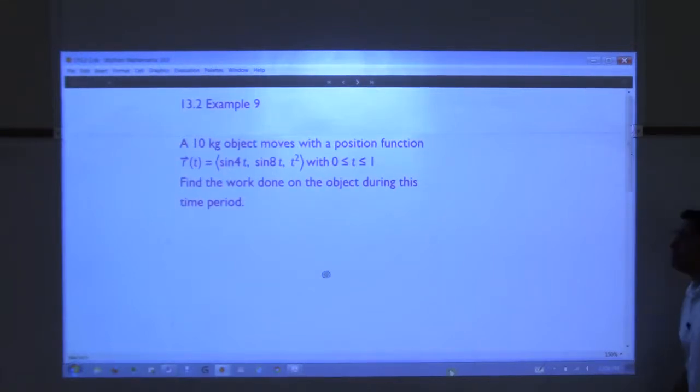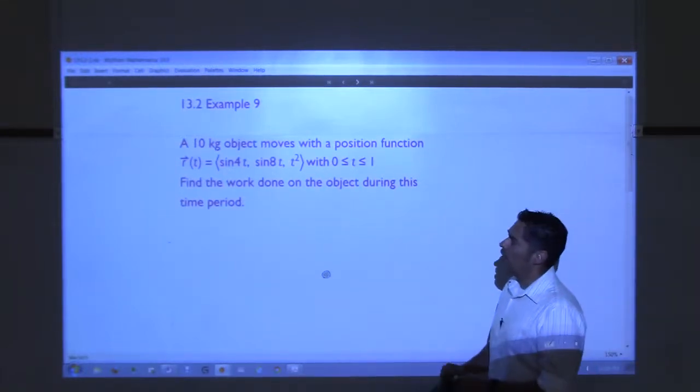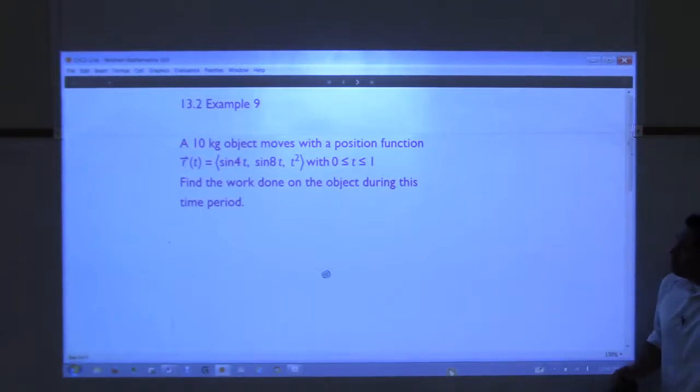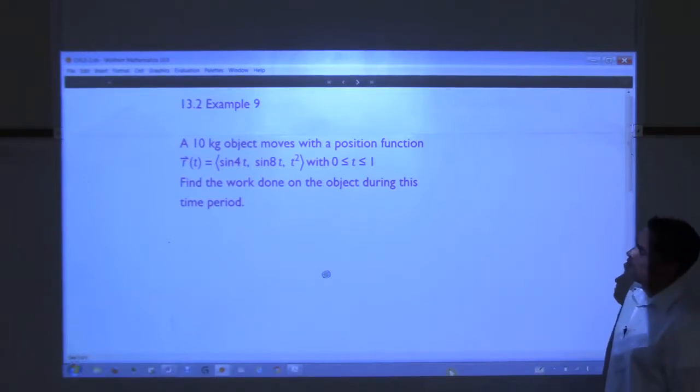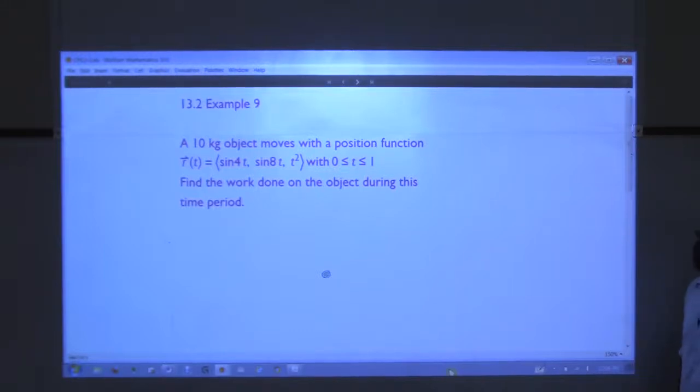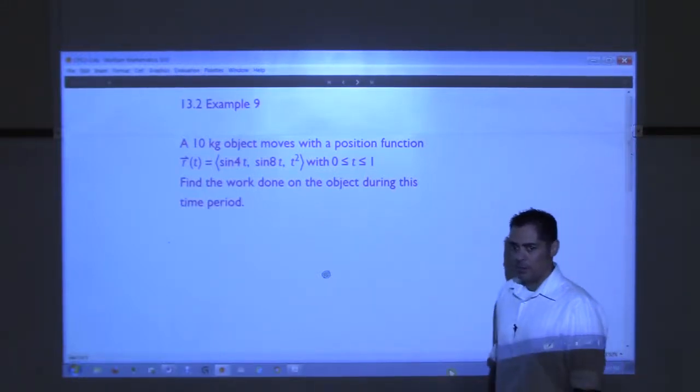Okay, look at this one. A 10 kilogram object moves with a position function r of t is sine 4t, sine 8t, t squared, where t is between 0 and 1. Find the work done on the object during this time period.